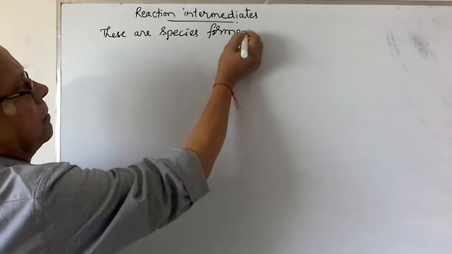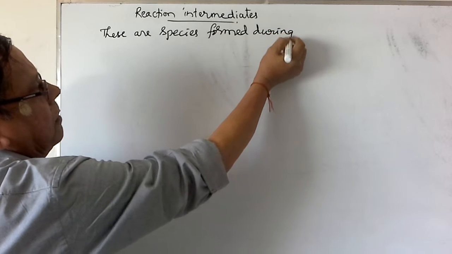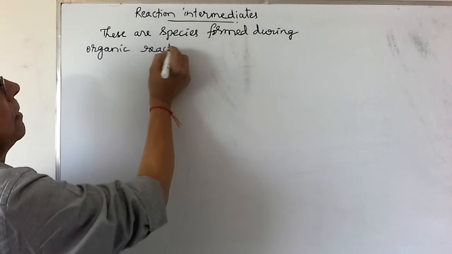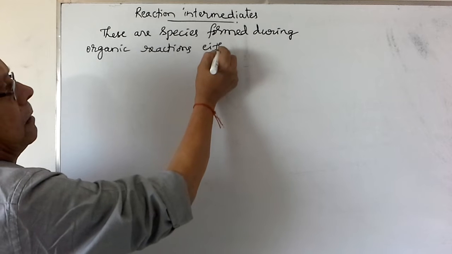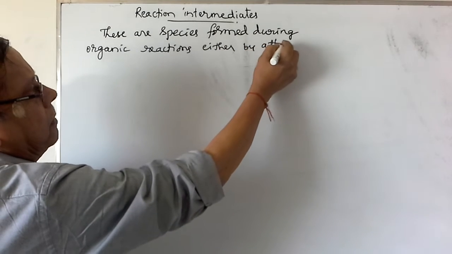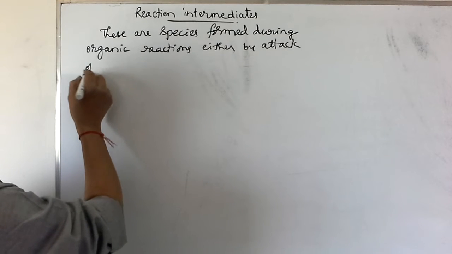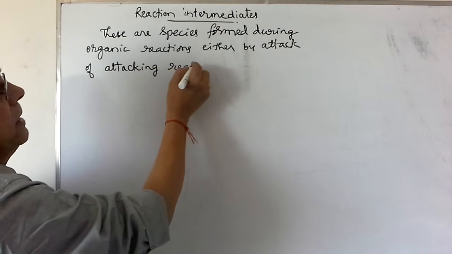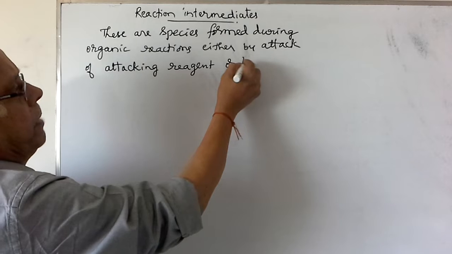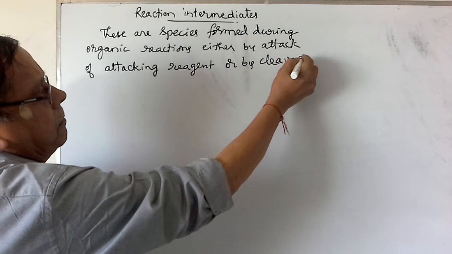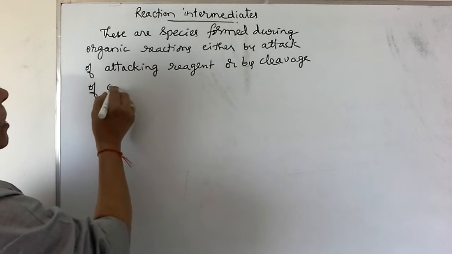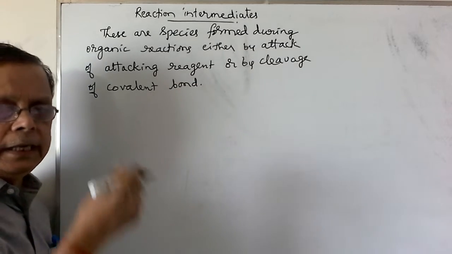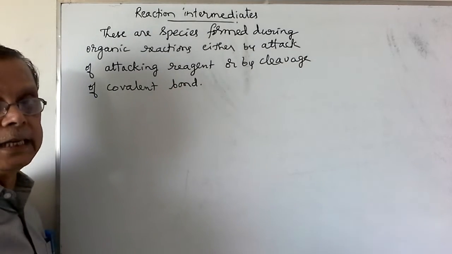These are the species formed during organic reactions either by attack of an attacking reagent or by cleavage of a covalent bond. As I told you, there are three important reaction intermediates that we study.